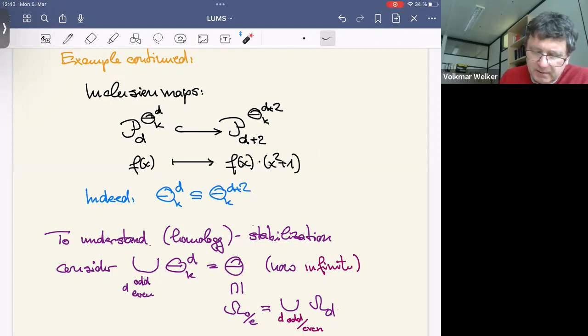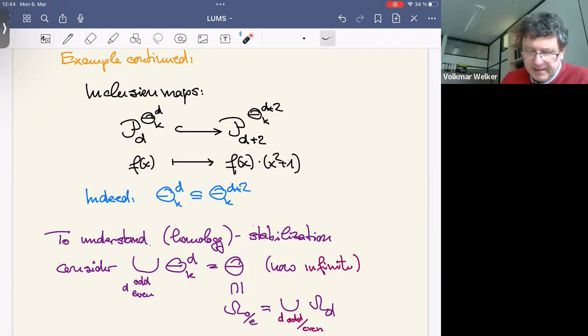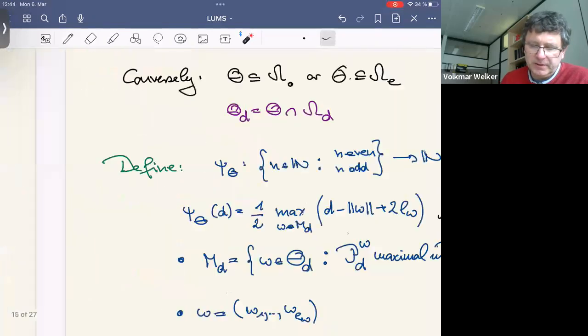And this way we get a sequence of insertion operations, and we would like to understand stabilization results of when we now take the union of all these omega kd for d odd and even. All right. I mean, it's clear that it preserves the parity. So if d is odd here, d is odd here, d plus 2 is odd here, and if d is even here, d plus 2 is even here. So we have essentially now two cases, two stabilizations, one for d odd and one for d even. And this is what we want to study.